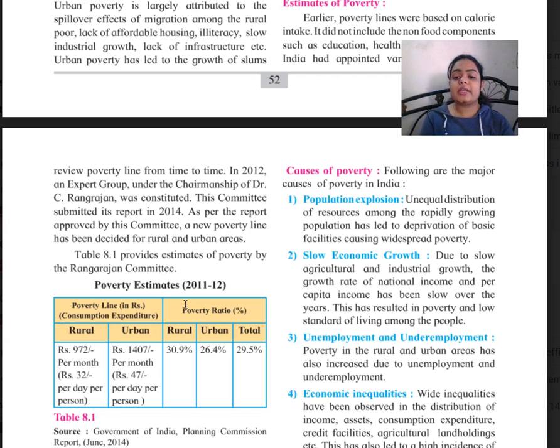Unequal distribution of resources among the rapidly growing population has led to deprivation of basic facilities, causing widespread poverty. So rapidly growing population is one of the very basic and very severe causes of poverty. This has led to deprivation, that is, not getting basic needs even for the people who are staying in the country. Next we have slow economic growth.